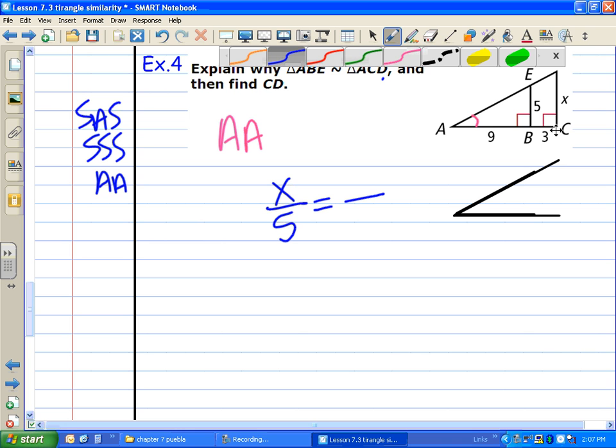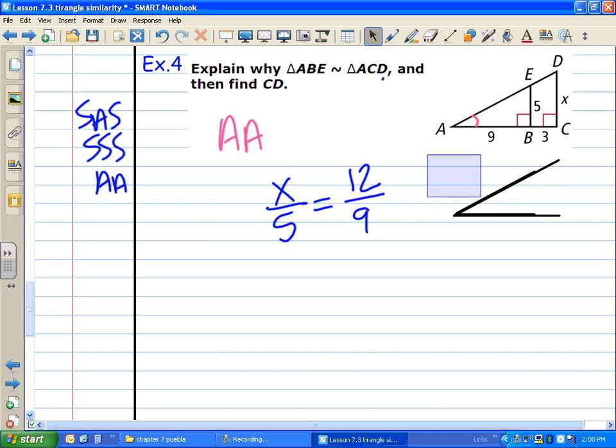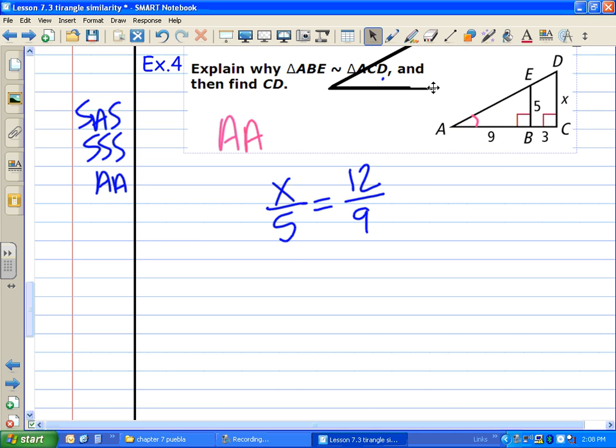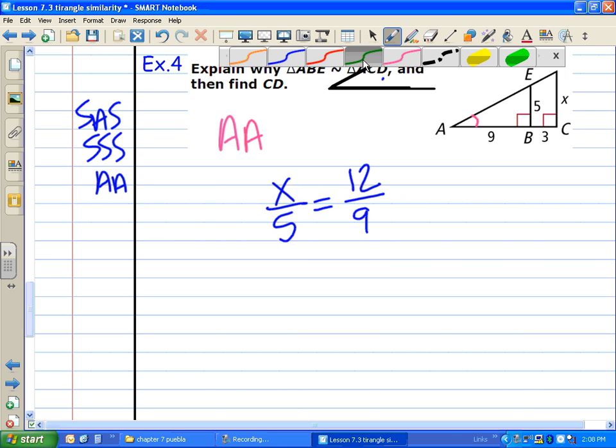X is to 5 as the big one. What's the big one right here? 9 and 3? I hope you've said it. It's 12. 12 is to, what's the small one? 9. Now you could have written it the other way. There's tons of ways to write this, guys. You could have written it, now let me get these out of the way because they're bugging me now. You could have written it backwards. What if you had done 5 is to x as 9 is to 12? That would have worked the same way.